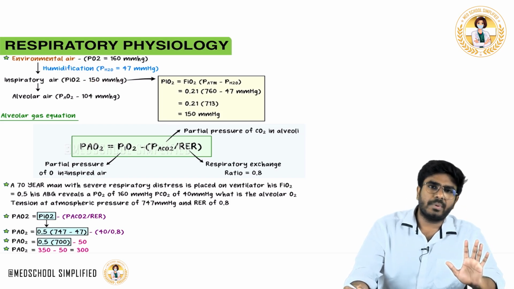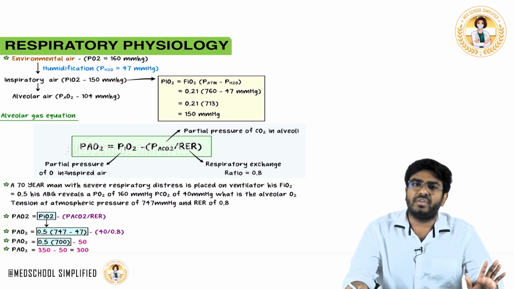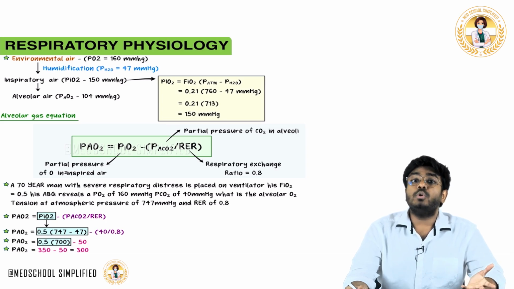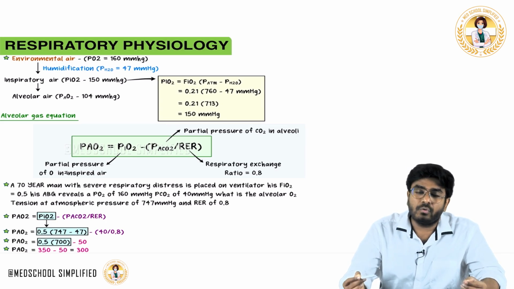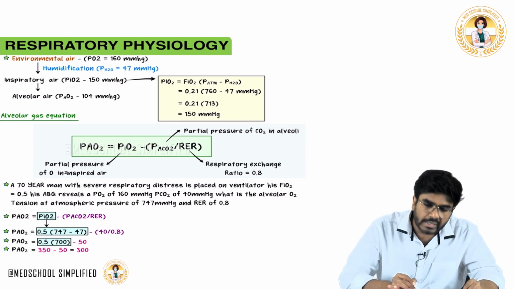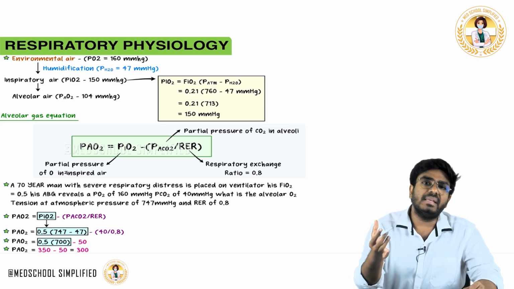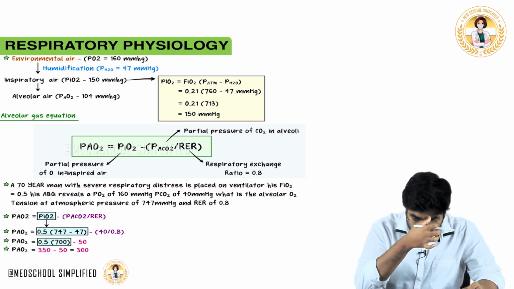Okay, we know the partial pressure of oxygen in the inspired air is 150 mmHg. But how to calculate it? The calculation of PiO2 is equal to FiO2 into atmospheric pressure minus water vapor pressure.